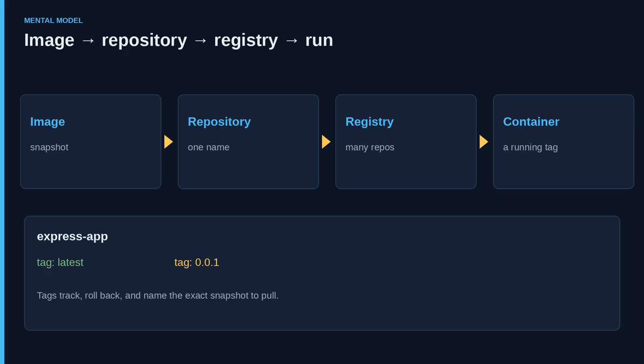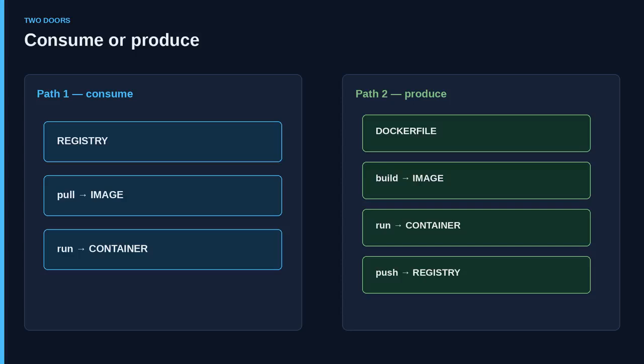Image, then repository, then registry, then container when someone finally runs a tag. If you remember only one picture, remember that tags are how you track, roll back, and tell a teammate which exact snapshot to pull. There are two everyday paths from nothing to a running container.